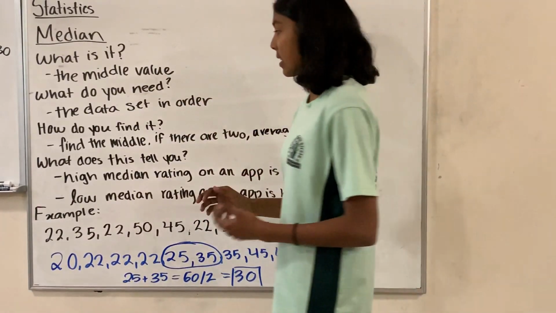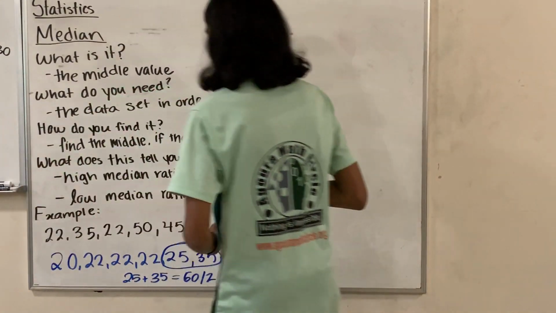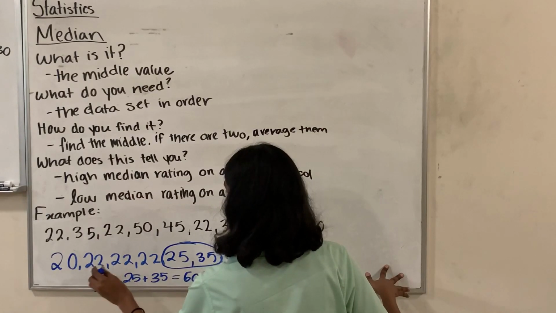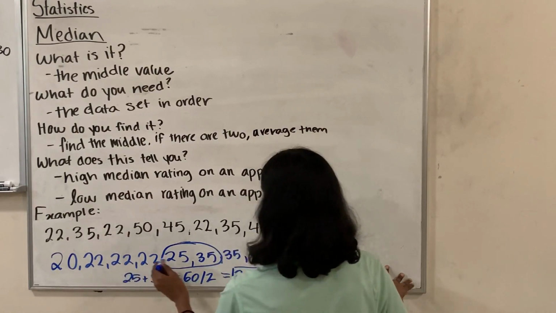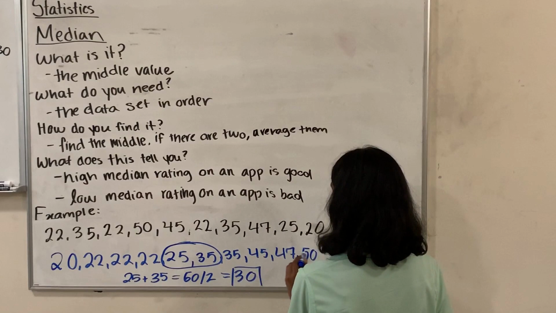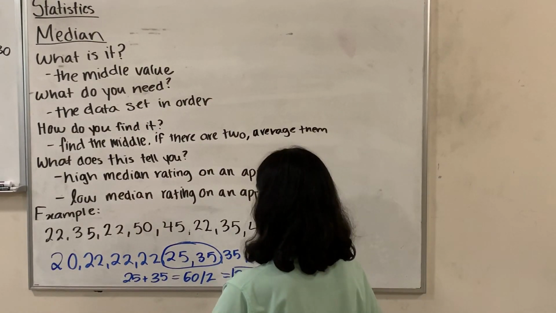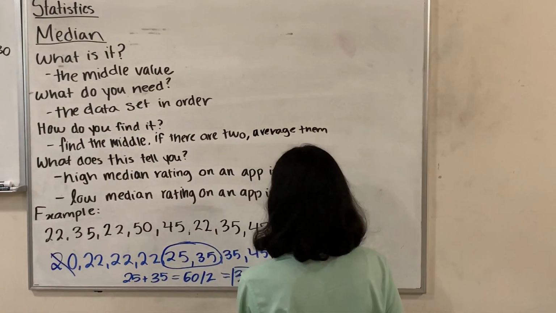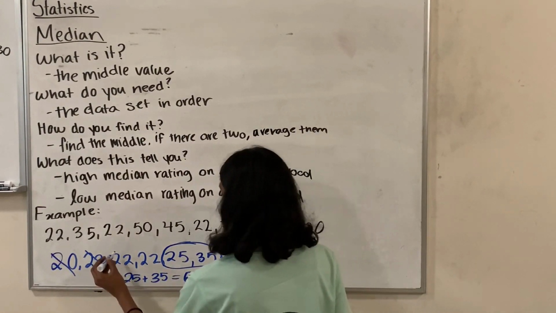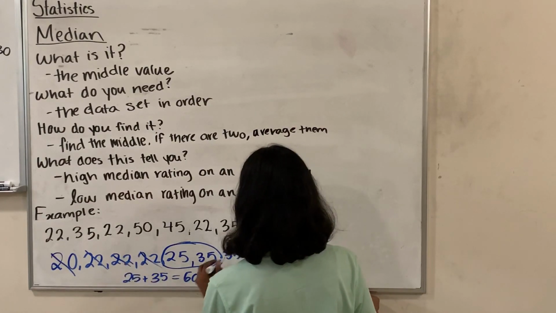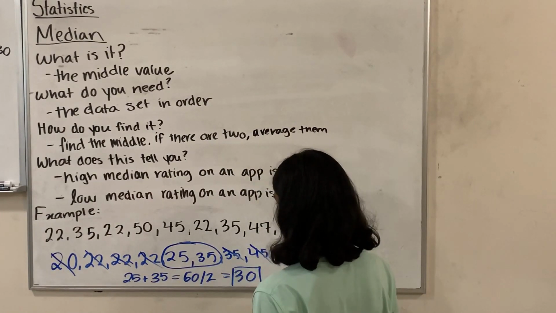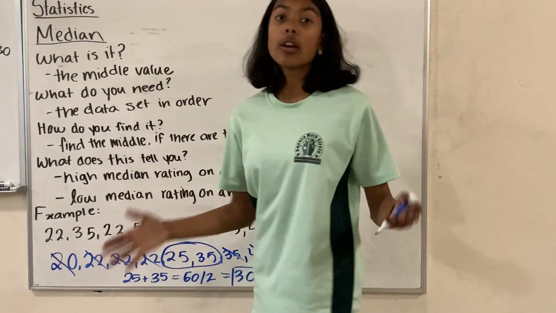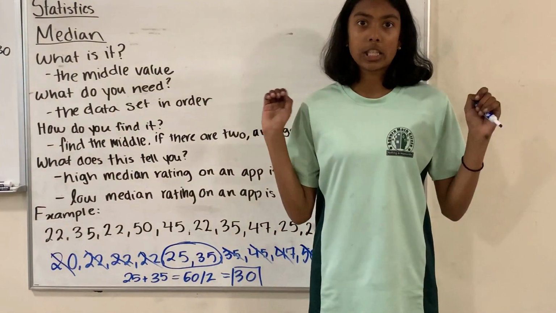So let's use the same data set as an example. So I put it in order: 20, 22, 22, 22, 25, 35, 35, 45, 47, and 50. Well, let's start from the ends to find the middle. We cross off 20 and 50, then 22 and 47, then 22 and 45, then 22 and 35, and you're left with 25 and 35. You add them together to get 60, divided by 2 to get 30. So the median for our data set is 30.